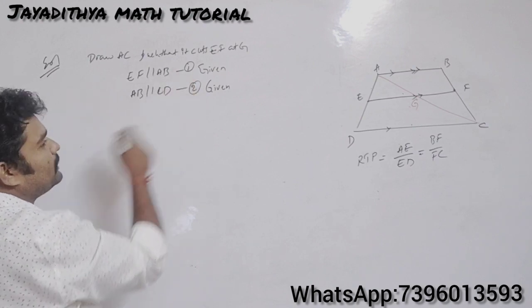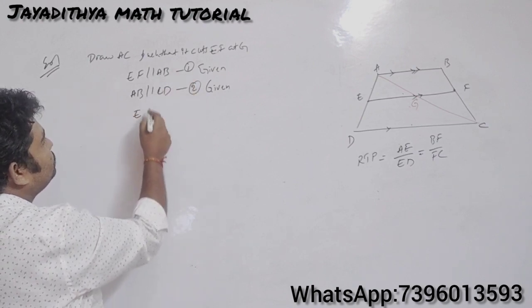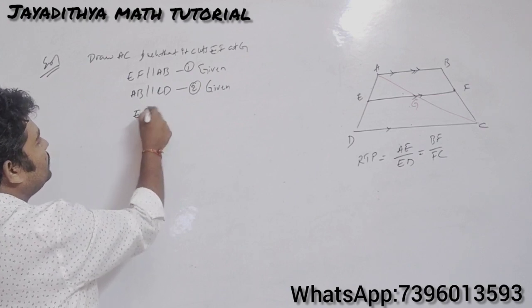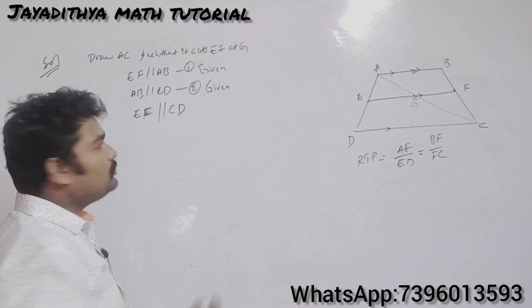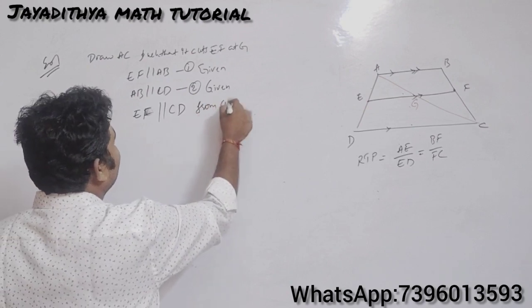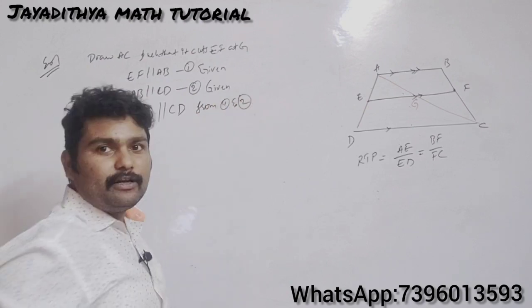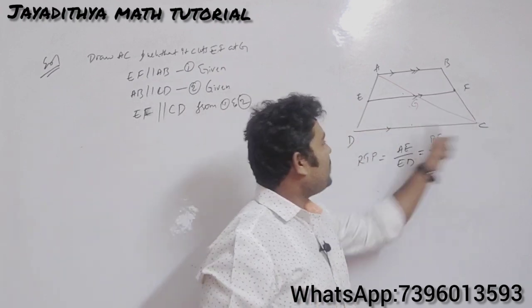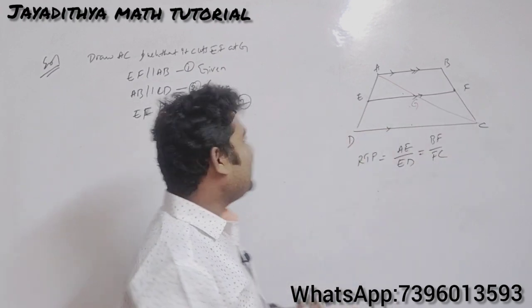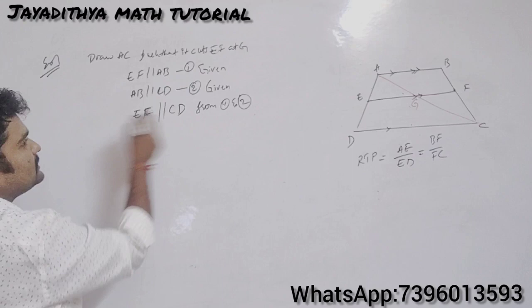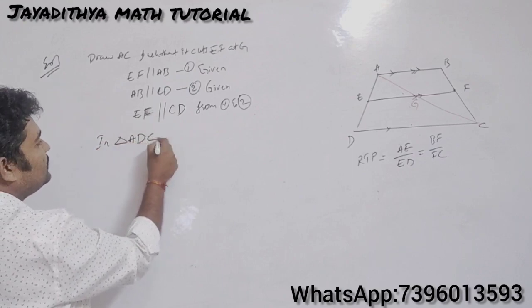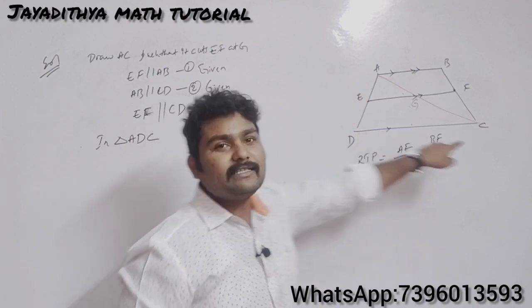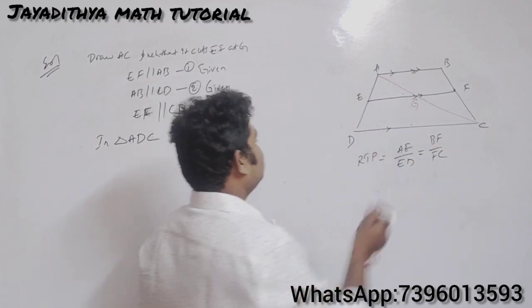From both cases, what can you say here? You can say that EF is parallel to CD also. From where did you get this? From 1 and 2. So EF is parallel to CD. Now take the separate triangles. Let us take triangle ADC, and I am taking this part here first.